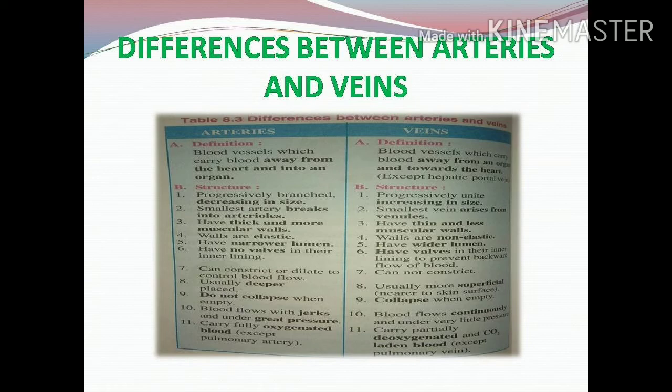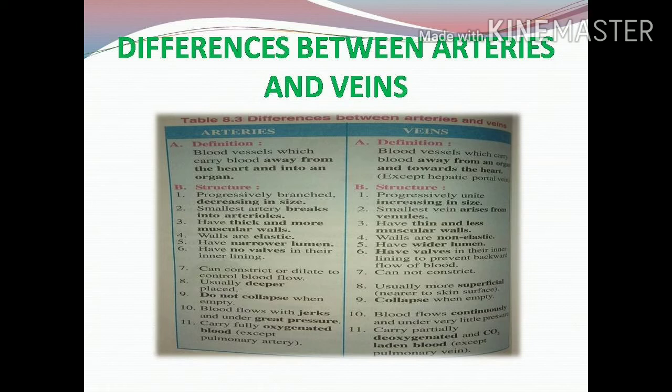And arteries constrict or dilate to control the blood flow, and veins cannot undergo constriction. The artery is usually placed in a deeper region of the body. Veins are superficial, near the skin, where we can see them. And arteries do not collapse when empty, but veins collapse when empty.